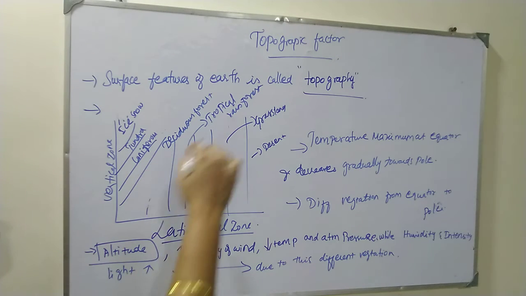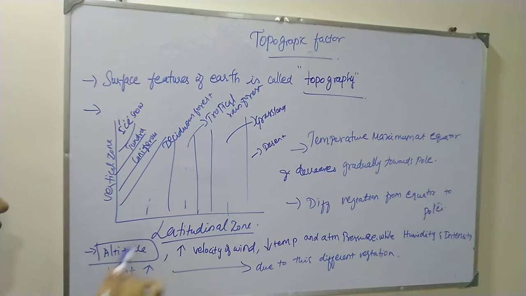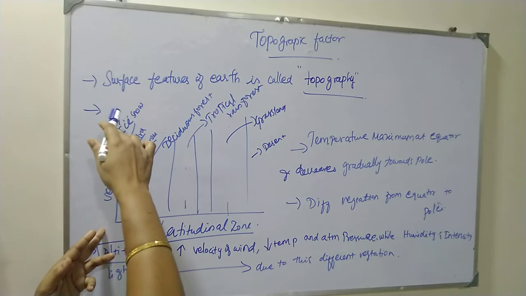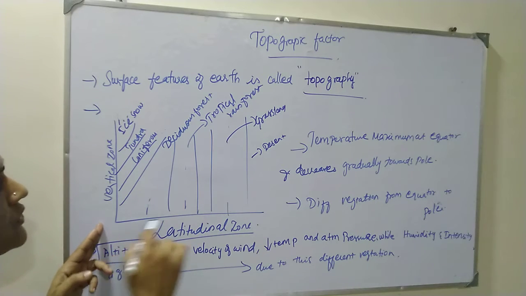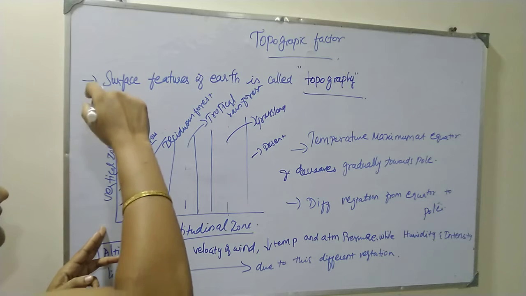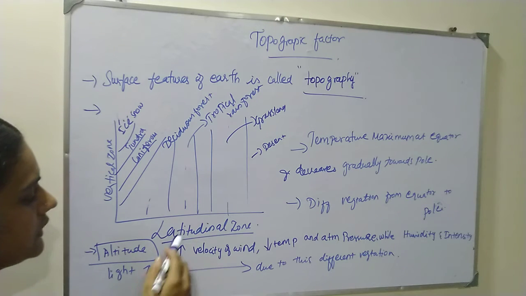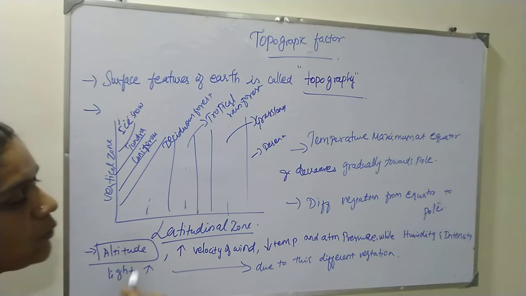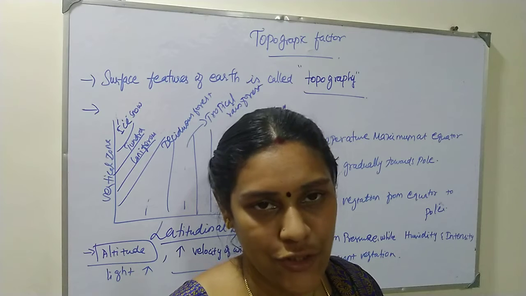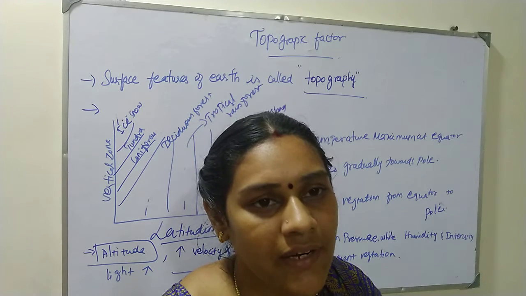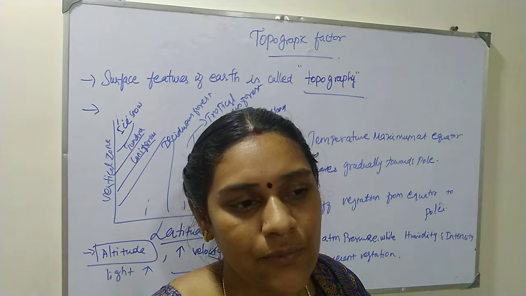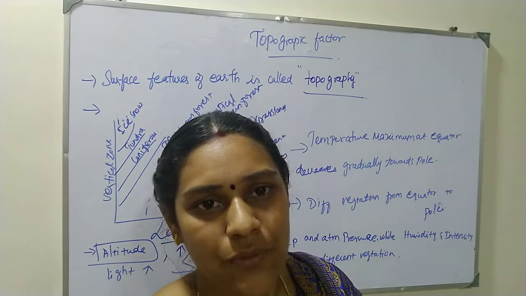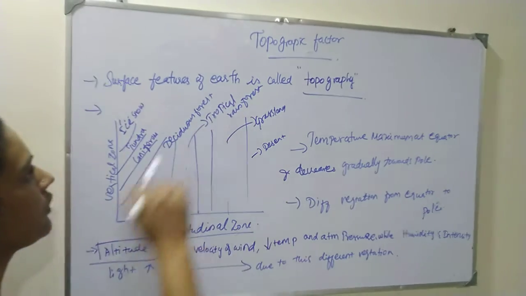Suppose I take the example of latitude and altitude. Latitude means the angle from 0° at the equator to 90° at the pole, and that is called latitudinal. Another thing is altitude. Height above the sea level is called high altitude. First we'll see the latitude of the topographic factor.